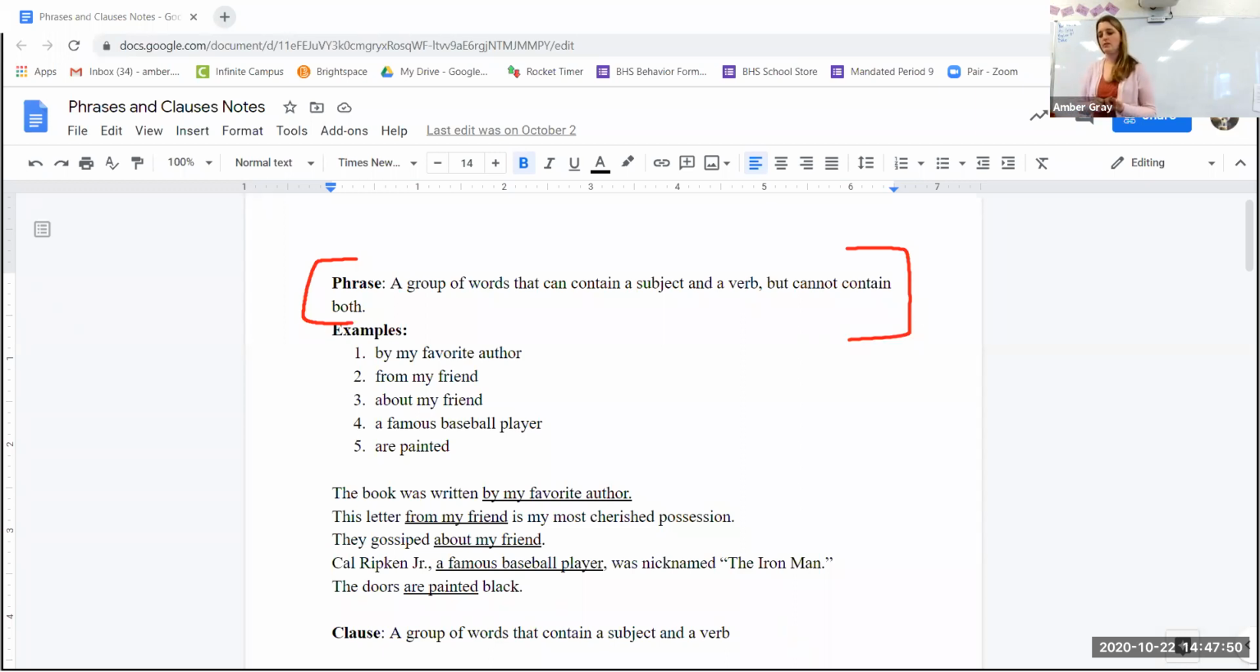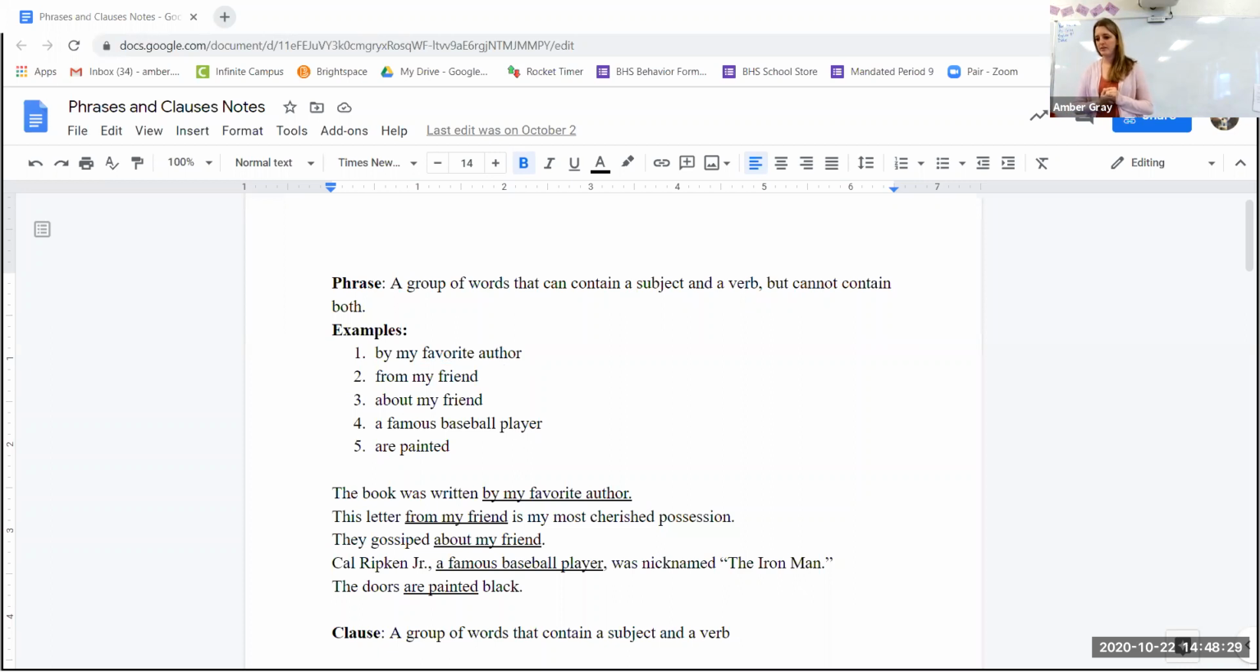Okay, so for example, "by my favorite author," here we have no verb in that example. There is a subject, a noun, rather, but no verb. "From my friend," it's another one without a verb. "About my friend," "a famous baseball player," and "are painted." This last one here is the one that contains the verb instead of the noun. Okay, so those are all examples of phrases. They're groups of words, but they don't have both a verb and a noun in them.